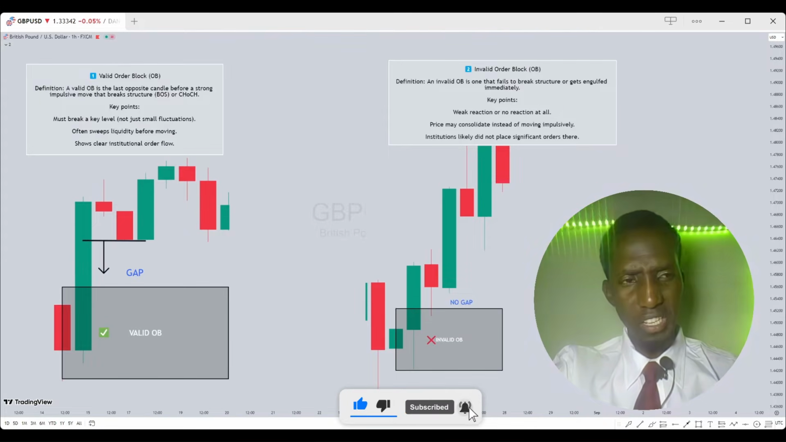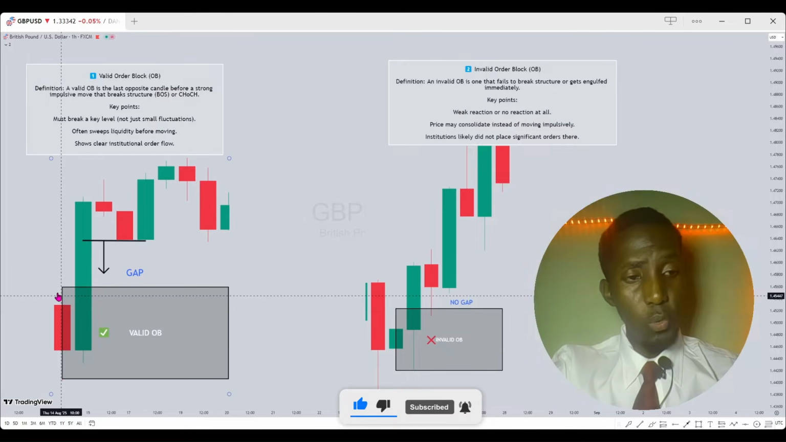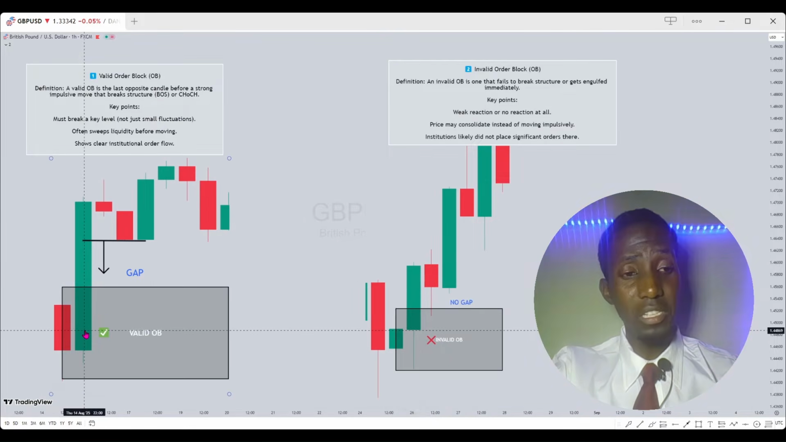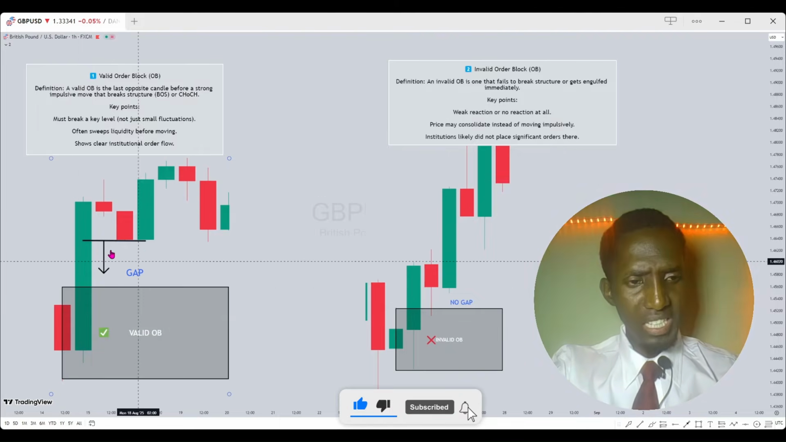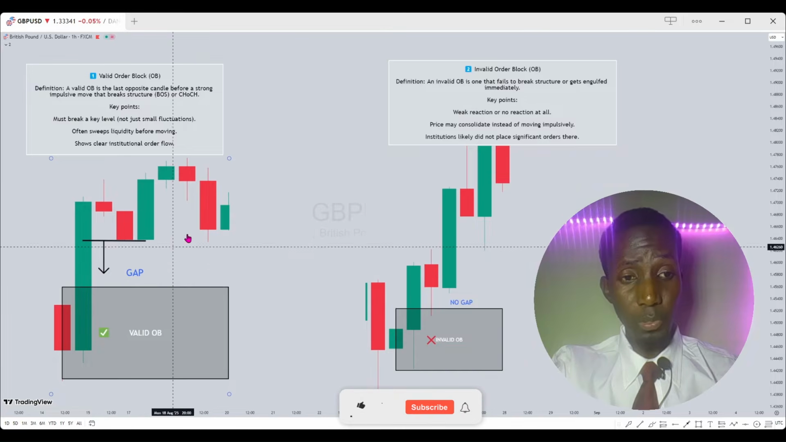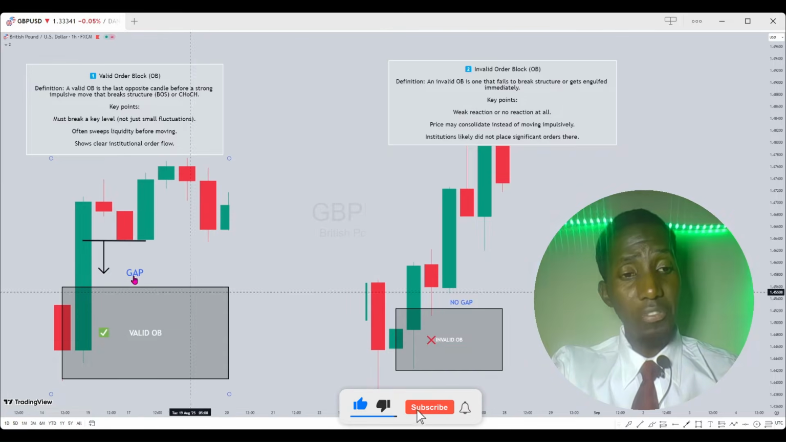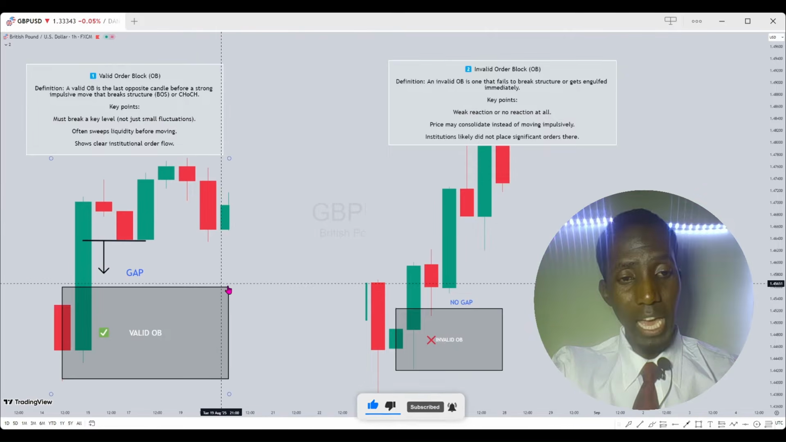What is this valid order block? A valid order block is the last opposite candle before a strong move. As you can see here, this was a red candlestick. So we mark this red candlestick before this strong body, before this strong move, and as you can see there's a gap somewhere here, so we should wait for institutions to push this price to move down to fill this gap, and then we enter our buy from above this zone.